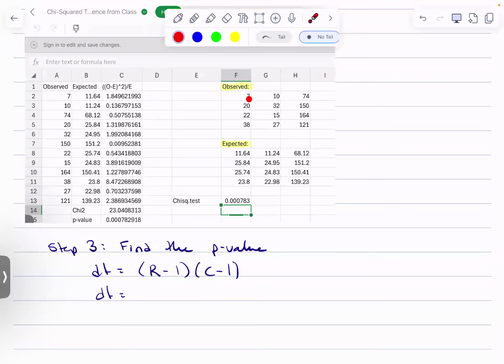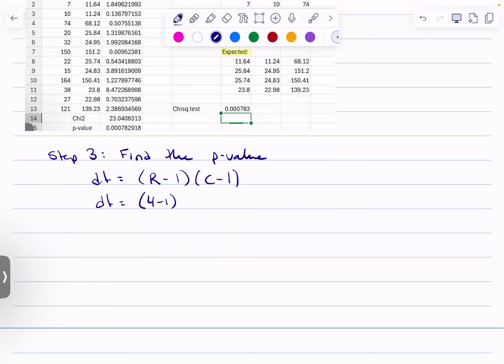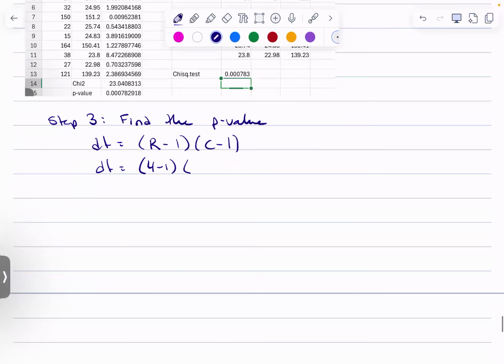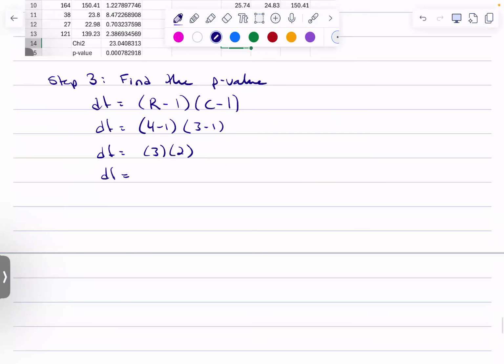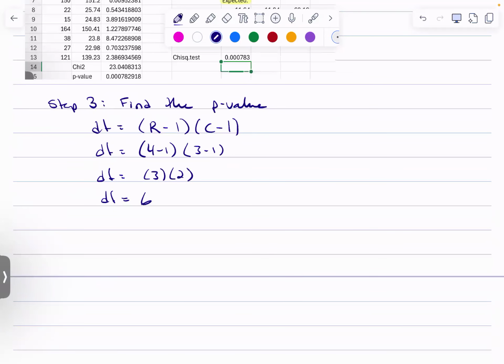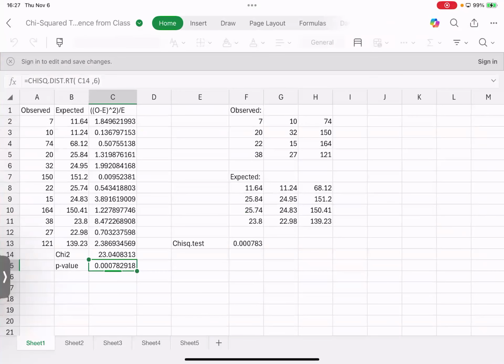We have 1, 2, 3, 4 rows and 3 columns, which means I have 3 times 2 degrees of freedom, which is too big for our table, but not too big for Excel, right? And so luckily we're using Excel here. And so that's where that comma 6 came from, is the degrees of freedom, right?